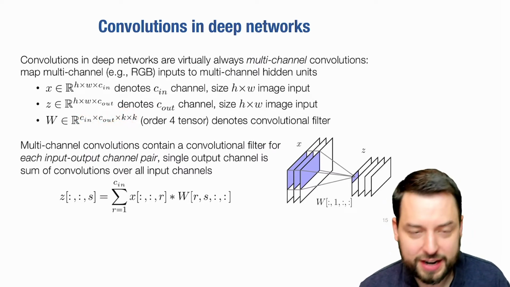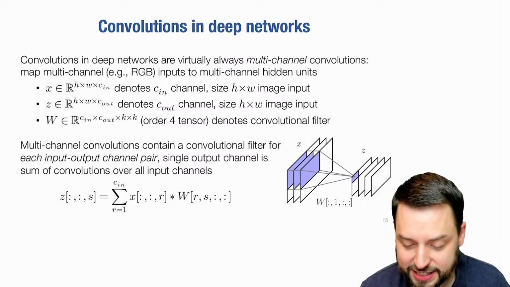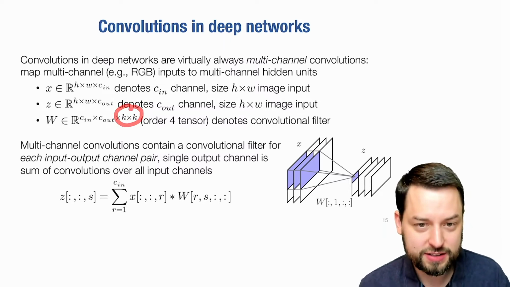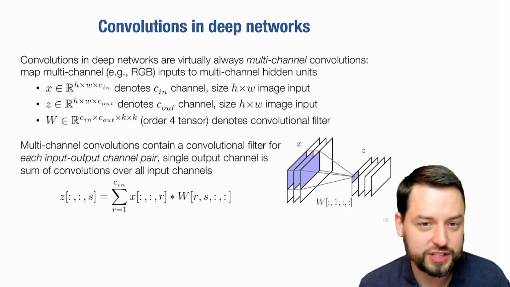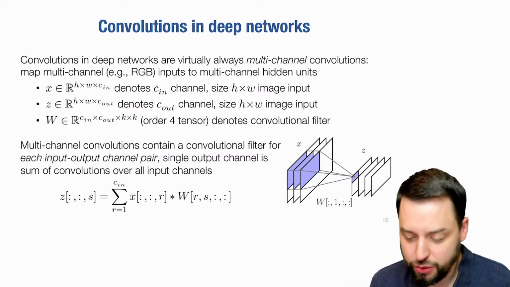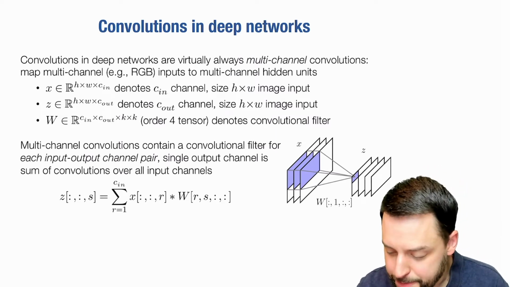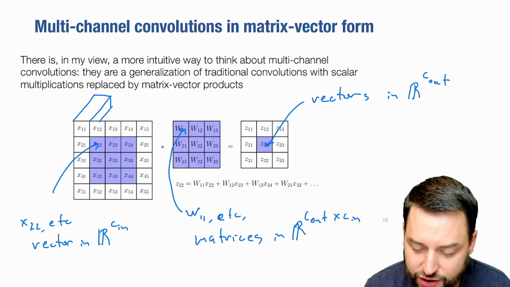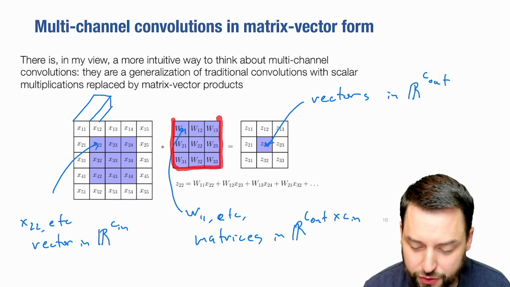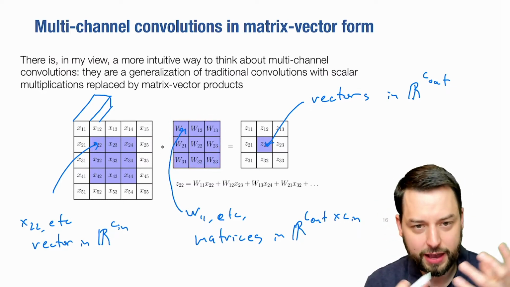But the way to think about that is actually not by thinking about this as a rank 4 tensor. Think of it as a K by K set of filters. K here, I should have mentioned before, is called the kernel size. In this case it's 3x3, but it can be any size you want. 3x3 is very common in deep networks. And each element of this 3x3 filter, instead of being a single scalar value, is in fact a matrix.